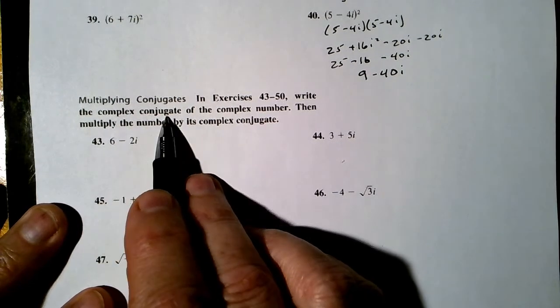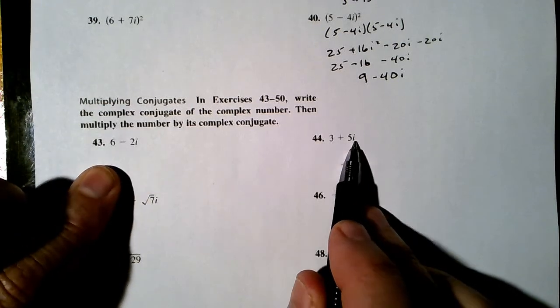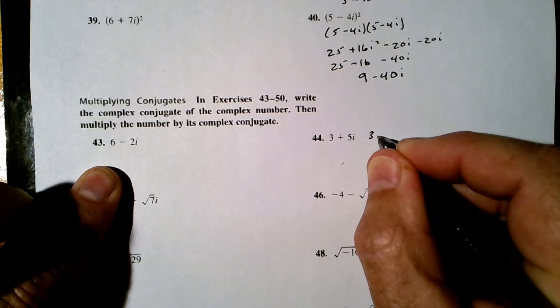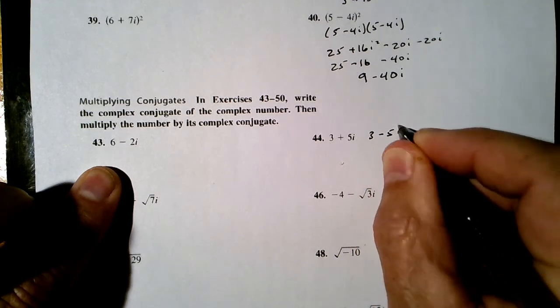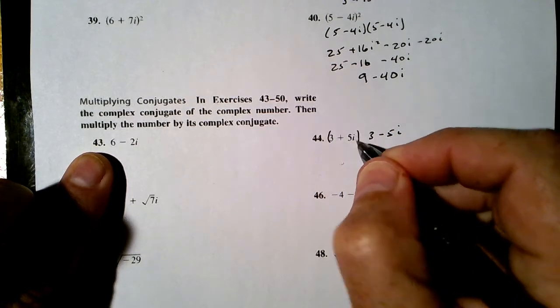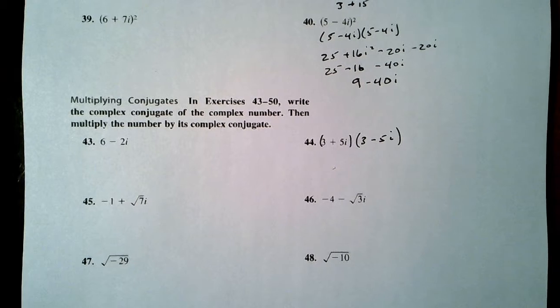We know what conjugates are. The conjugate's 3 minus 5i. And since it's a complex number, that is 3 minus 5i. And then it says multiply these together. That's really good news because we have the whole conjugate thing working with us.